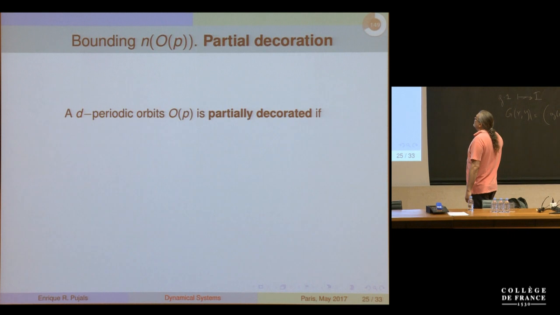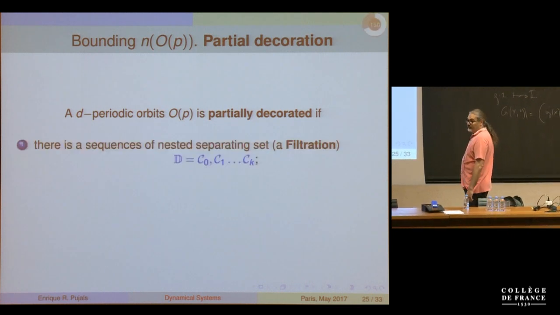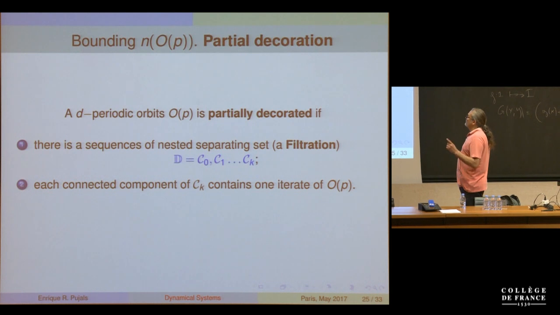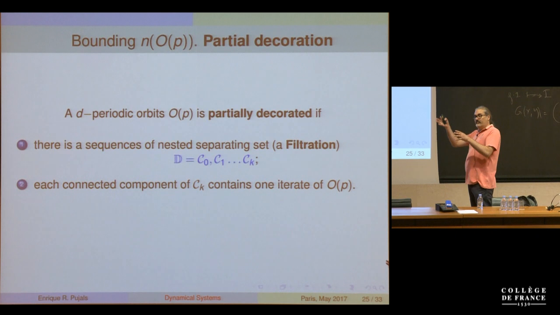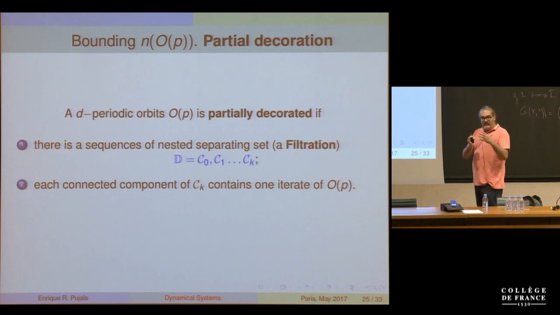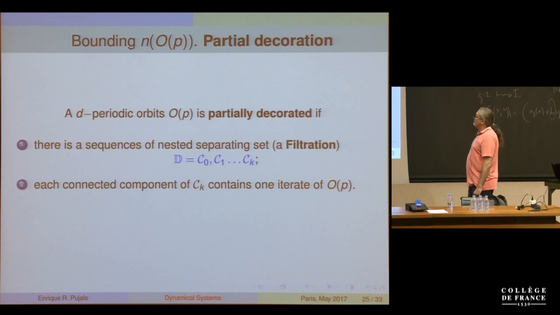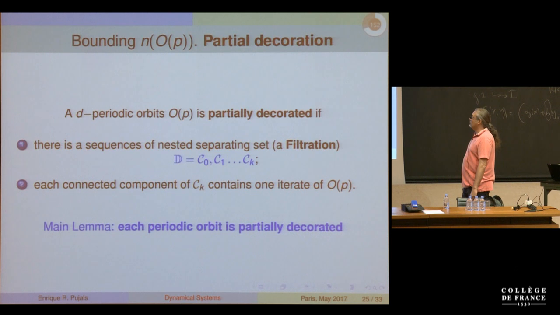What happens is that we say the periodic orbit is partially decorated: you can get this sequence of nested separating sets. Each connected component of C_k contains the next one. So you have C0, C1, C2. C1 refines C0, C2 refines C1, C3 refines C2, etc. The last one is the last refinement, and each component of the last one contains only one iterate of P, of the orbit of P.